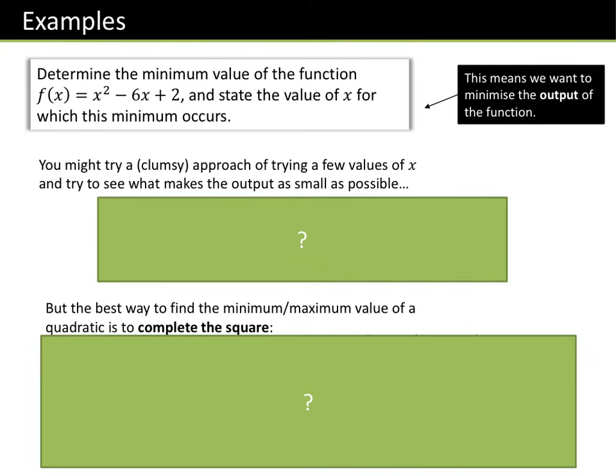The next example is when it says find the minimum or the maximum. And as we've just seen by sketching the graph, to find the minimum or the maximum, what do we need to do? Complete the square.